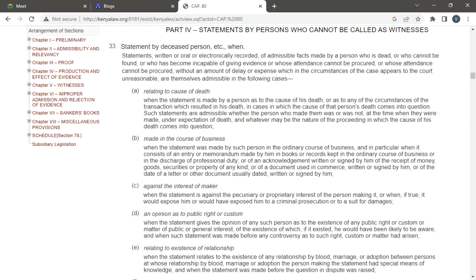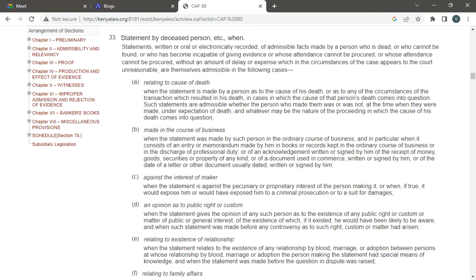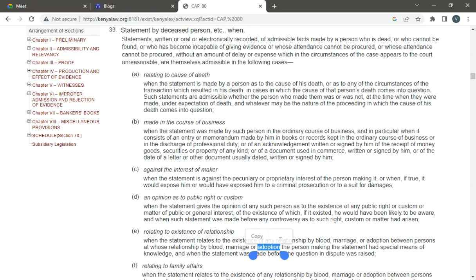Then you also find they talk about confessions. We will discuss what constitutes a confession, what you mean by extra-judicial confession. We'll also look at statements made against the interest of the maker. At least at section 33 you see some of those have started to pop up. So you also find statements relating to existence of relationship by blood or marriage, and the statement should have been made before the issue arose. That point was not clear in the model notes, but under section 33 I believe all these things you see there are exceptions to what is hearsay.